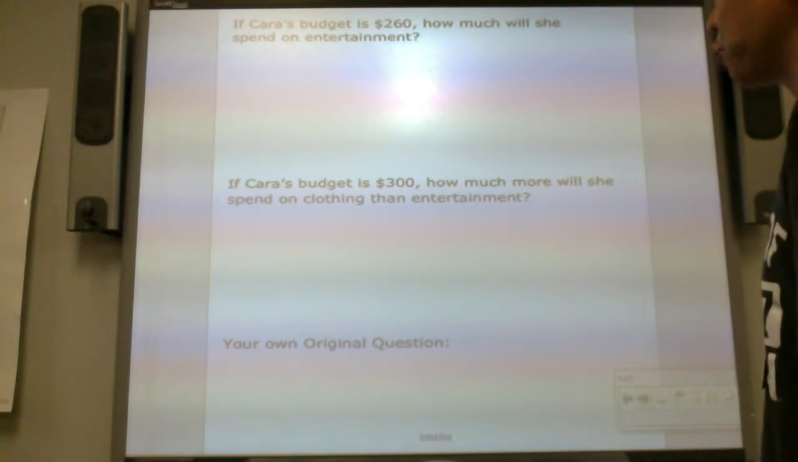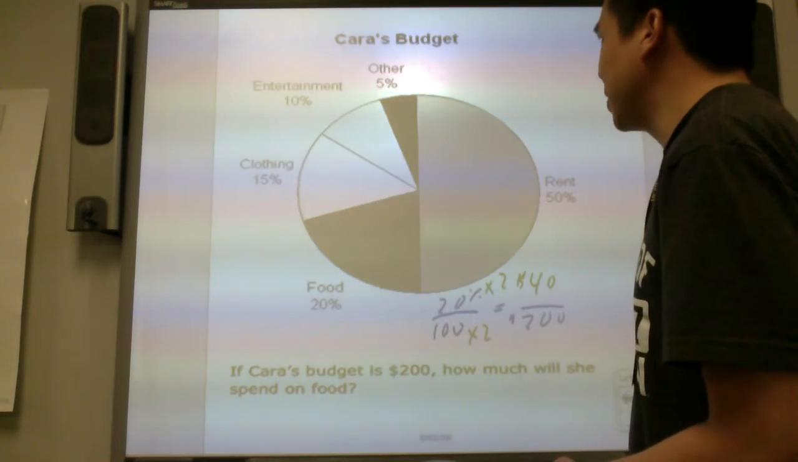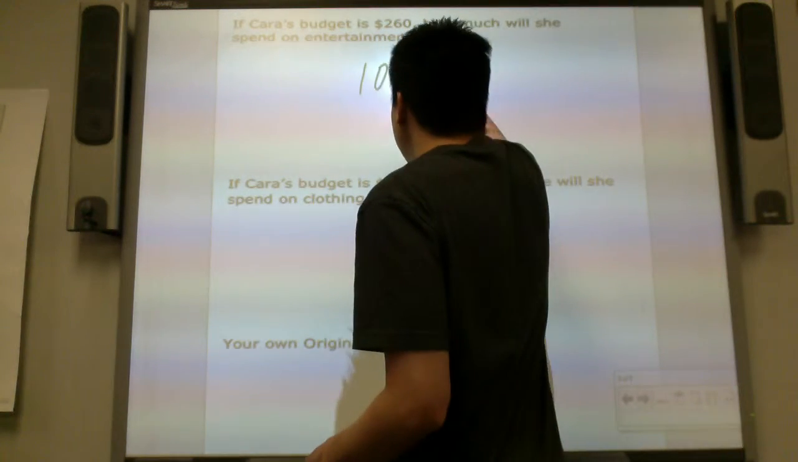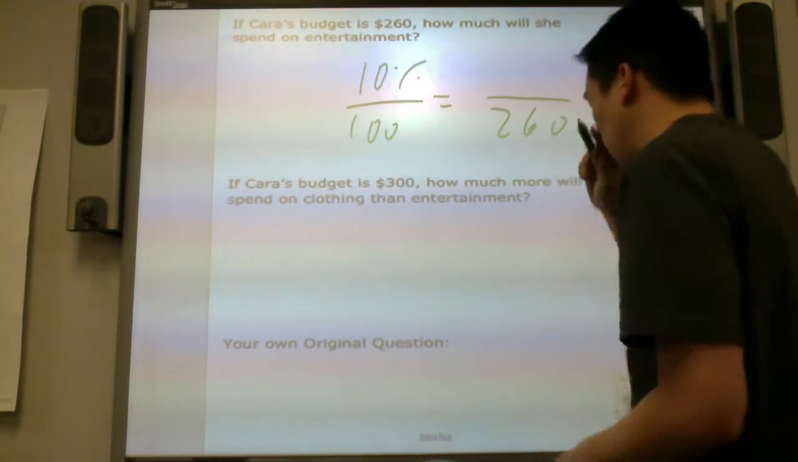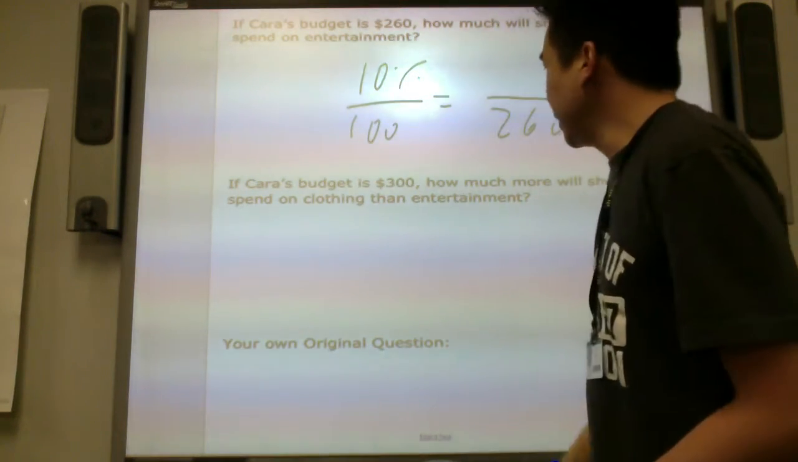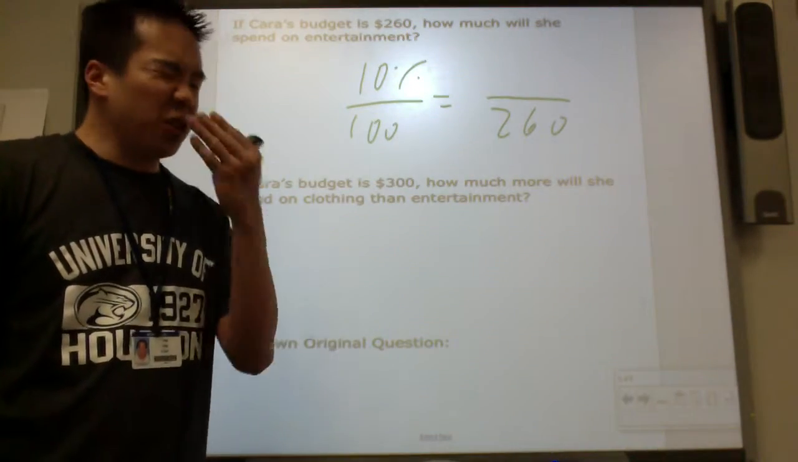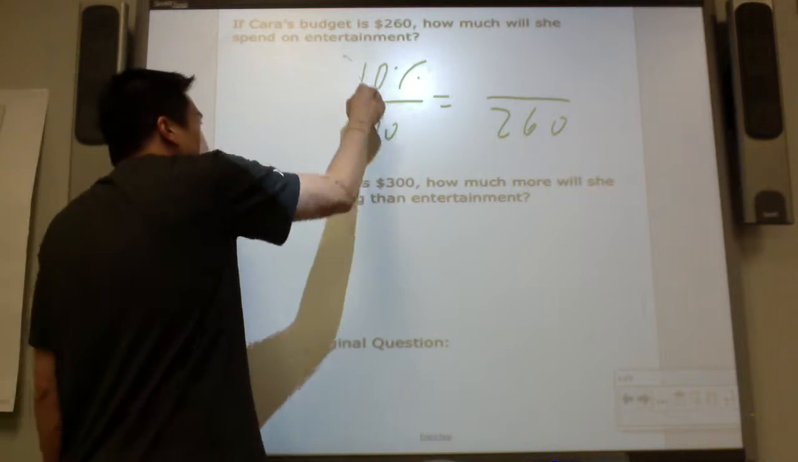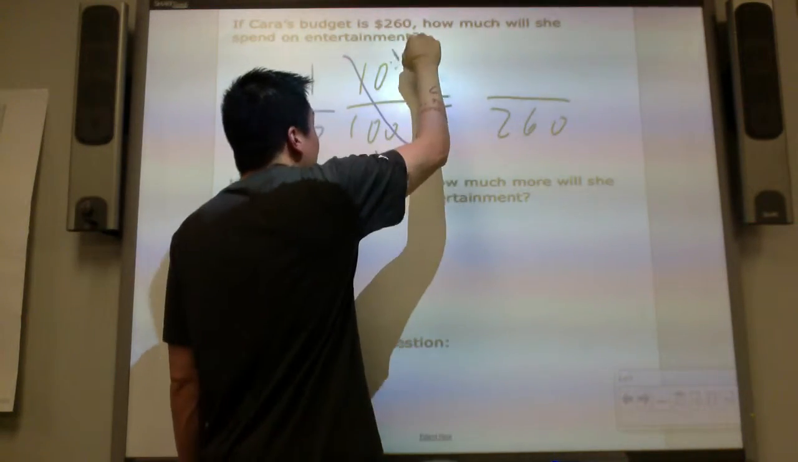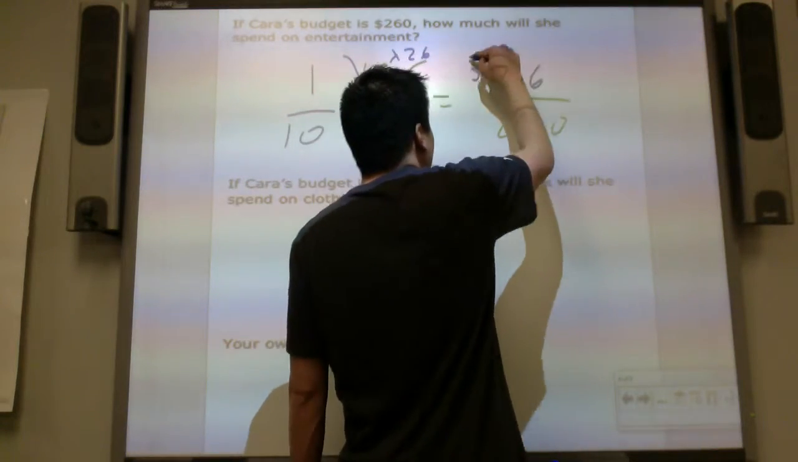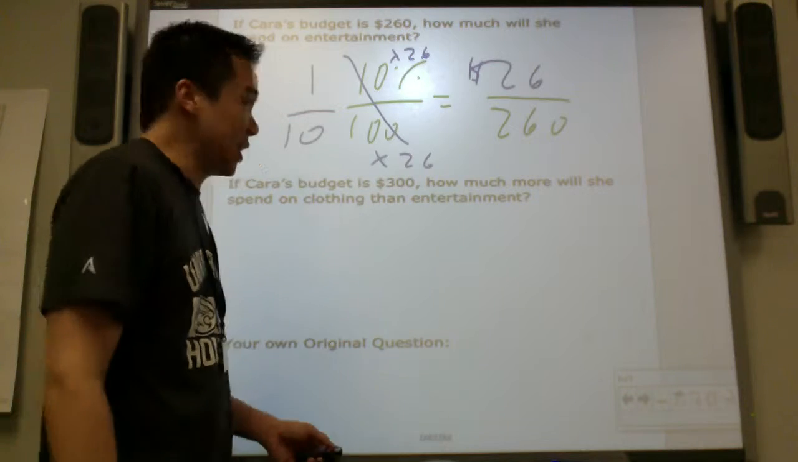If Kara's budget is $260, how much would you spend on entertainment? Entertainment is 10%. So 10% out of 100, her whole budget is $260. All right, can 100 go into 260? You could multiply by 2.6, but if you don't want to think that way, you could break it down. That's 1/10. Now, can you build it up? By 26, $26 is spent on entertainment out of $260.